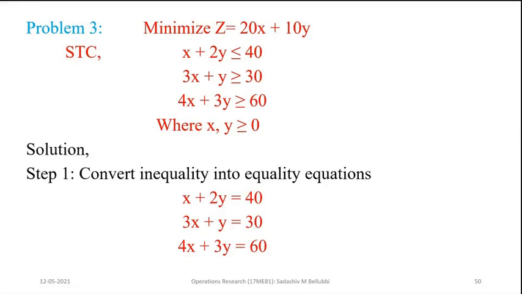Next we'll solve this problem. Solution: what is the first step? We need to convert the inequalities into equality equations by replacing the less than or equal to or greater than or equal to sign with an equal sign. That is, x plus 2y equals 40, 3x plus y equals 30, and 4x plus 3y equals 60. You just need to change the sign.